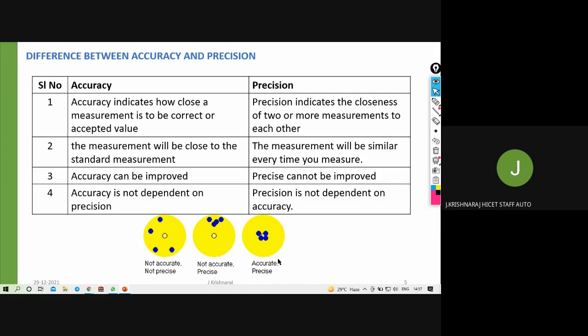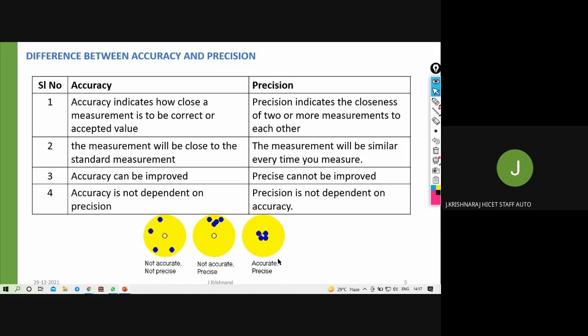Precise means all four readings are very close to each other, like 9.8, 9.9. If the readings are like 9, 9.8, 10.2, then it is not precise. So these are the main differences between them, accuracy and precision. These two are important terms in metrology and measurements.